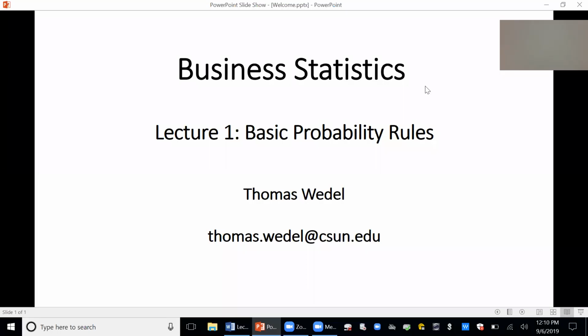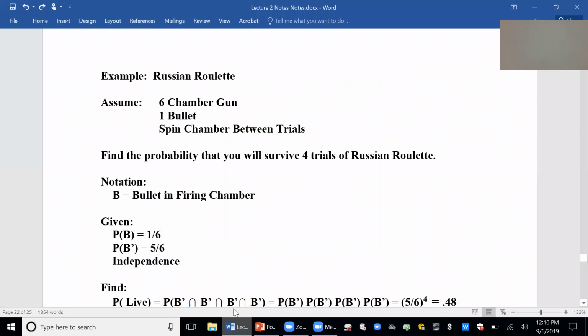All right, in the second half of our lecture today, we're going to look at this idea called statistical independence. So as always, let's take a look at an example here. Example is Russian roulette.